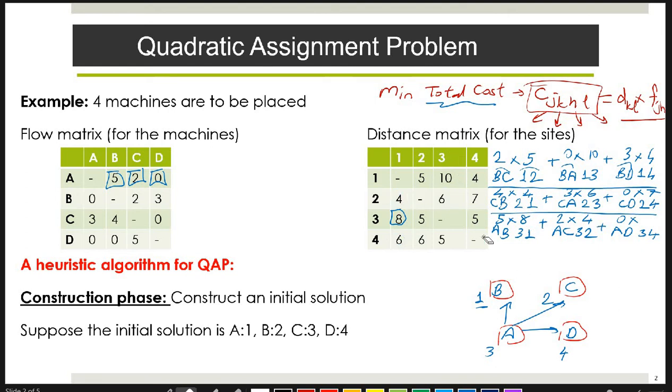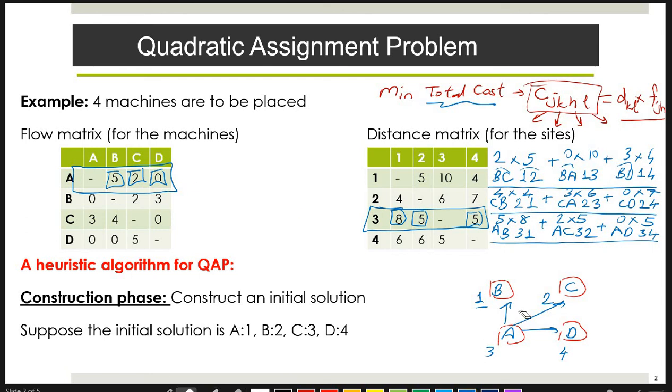By the way, this one is wrong. The distance from 3 to 2 is this one, it should be 5. And the distance from 3 to 4 is this one. Actually, what I am doing here is multiplying this row of the table with this row of the table to calculate these costs. Okay, 5 times 8, 2 times 5, 0 times 5.